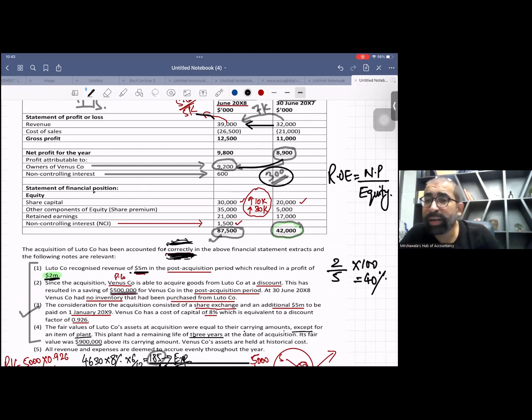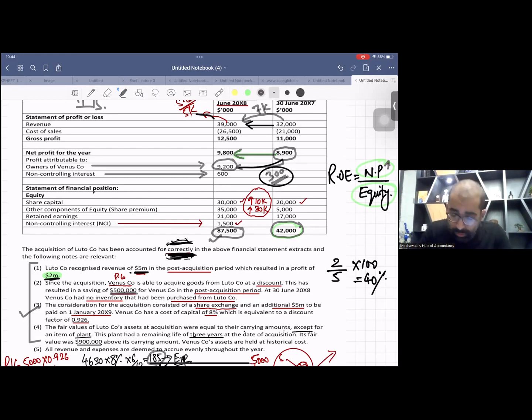What was the reason? Why did ROE come down? The first component is net profit and the second component is equity. See, net profit increased from 89 to 9800. Can you see? There is a slight increase in net profit.